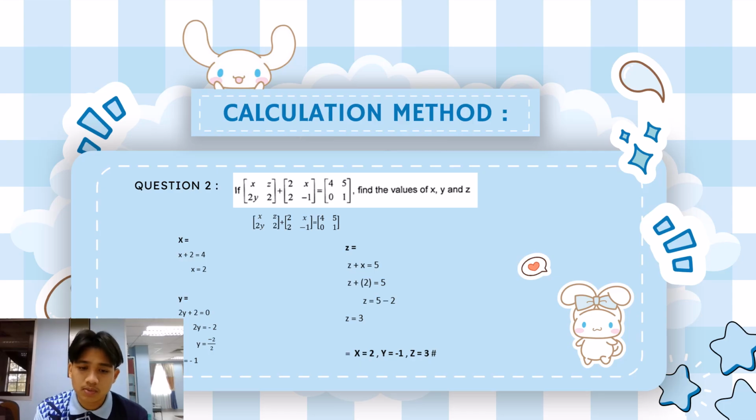So x equals 2. Next, bottom left. 2y plus 2 equals 0. That gives us 2y equals minus 2, so y equals minus 1. Now, top right. z plus x equals 5. We already know x equals 2, so z plus 2 equals 5. Then z equals 3. So the final answer is x equals 2, y equals negative 1, z equals 3. And that's it. We solve all the unknowns by matching the positions in the matrix.